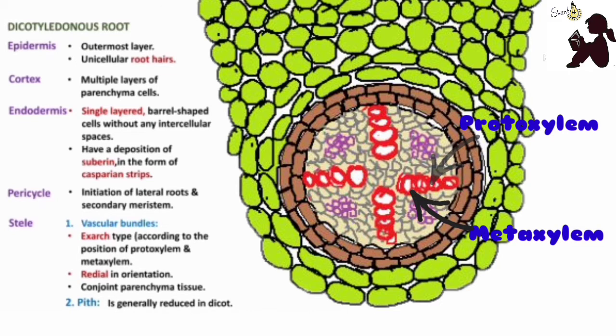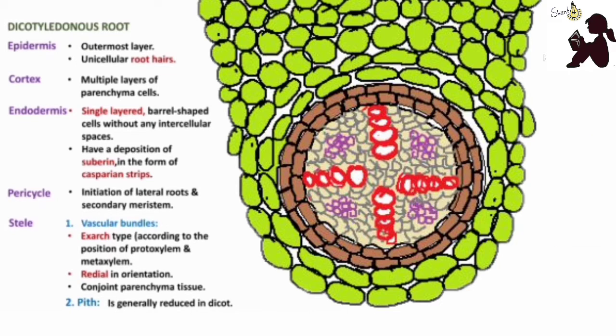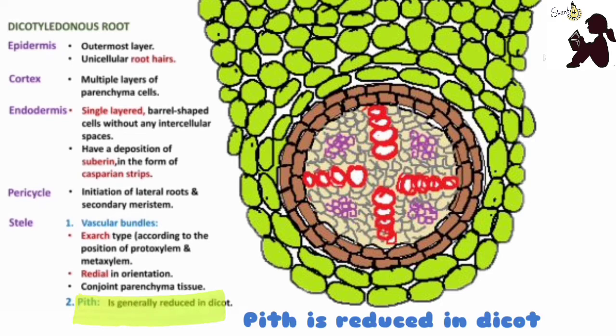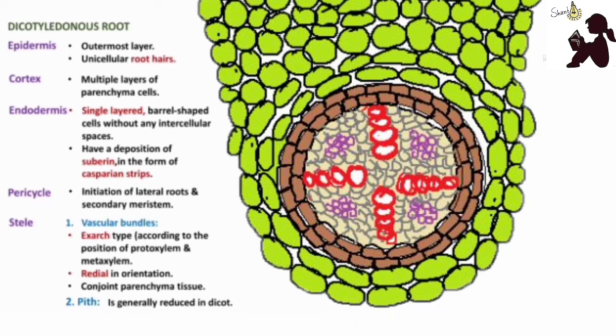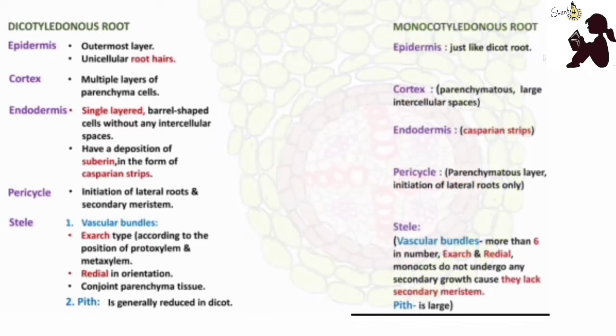And in between the xylem and phloem there is a parenchymatous layer called conjoint parenchyma tissue, and the central part of the stele is known as pith. It is generally reduced in dicot. So this is all about dicot root.